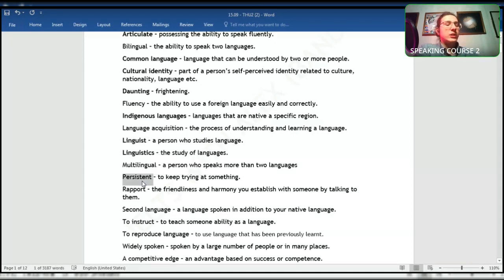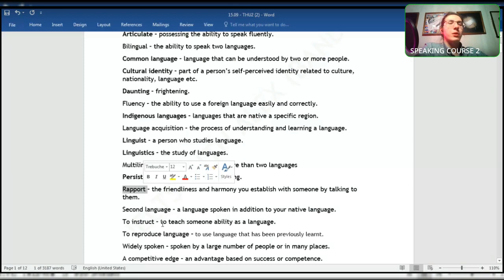Persistent. Great adjective. This is used to describe somebody who is consistent. They always try, they always focus, and they have one main goal. So if you're learning IELTS every single day, you are persistent. This means to keep doing something over and over and never stopping, just keeping going to your goal, focusing on it. That's what the word persistent means. Good word. Let's keep going.